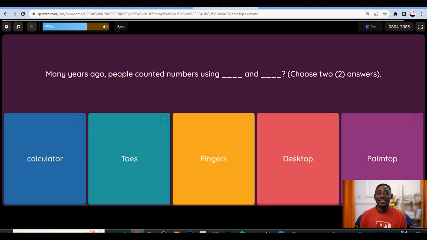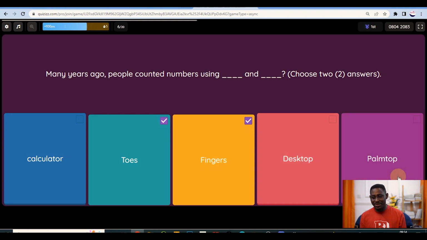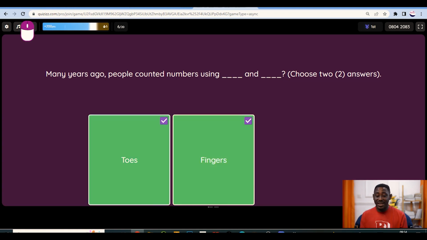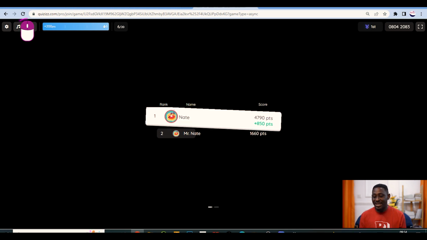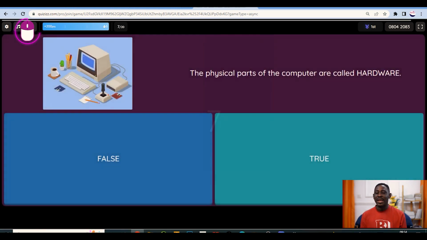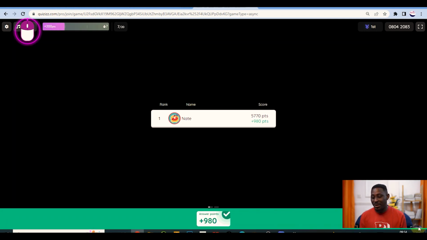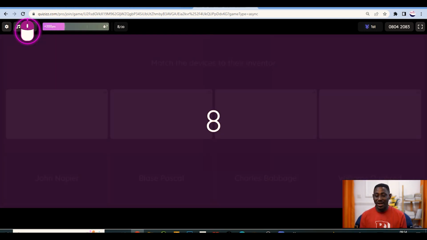Now the next question says, many years ago, people counted numbers using dash and dash. Choose two answers. Calculator? No. Many years ago, there were no calculators. Toes? Yes. Fingers? Yes. Desktop? No. Palmtop? No. So the correct answer is fingers and toes. The physical parts of the computer are called hardware. True? False? Okay, so the right answer is true. The physical parts of the computer system are called hardware.